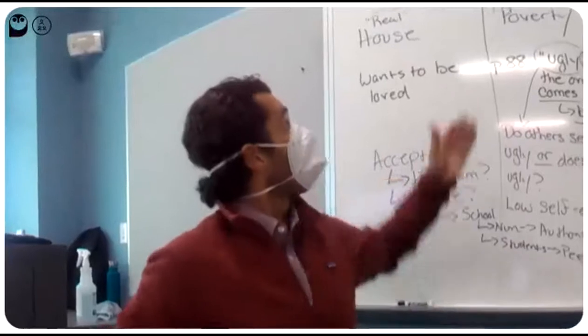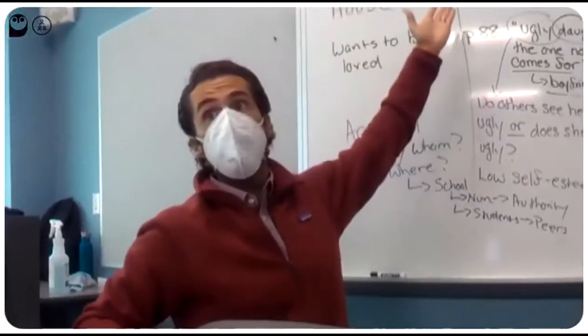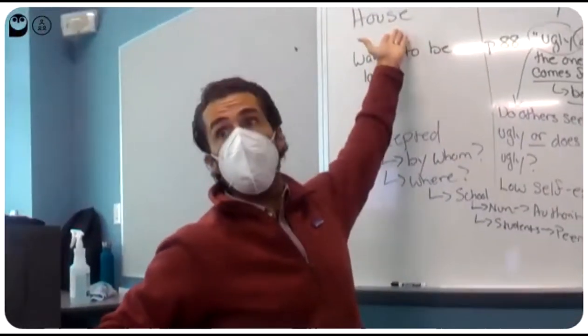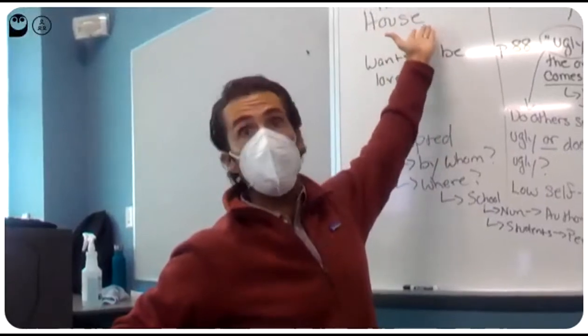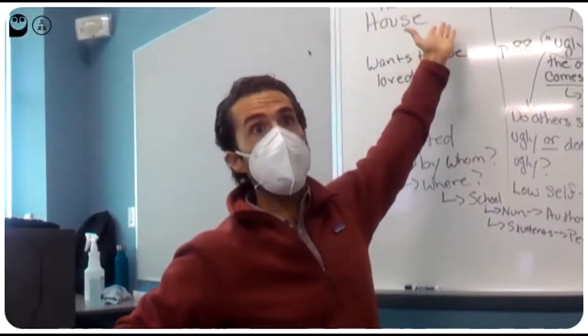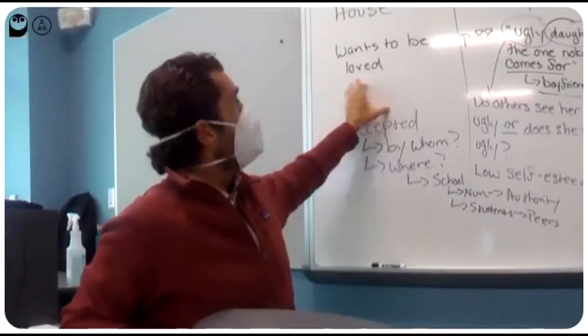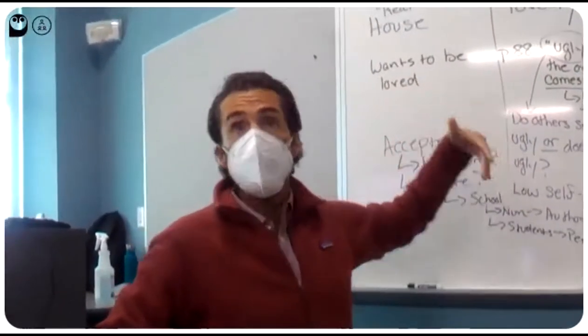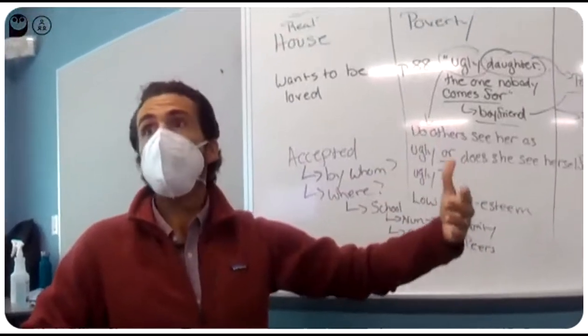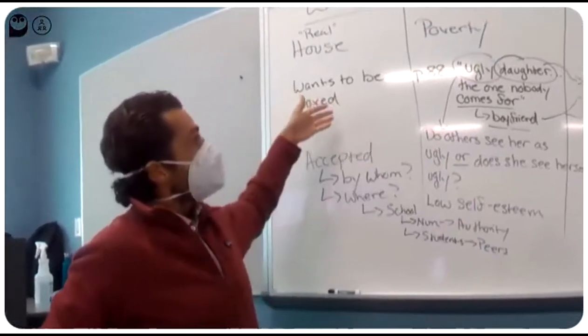Sometimes we know very clearly what she wants. The title of the book is The House on Mango Street. She says on page 1 or 2 that she wants a house. That's very clear. But other things that she wants, like to be loved, are a little more indirect. We've got to seek those out.